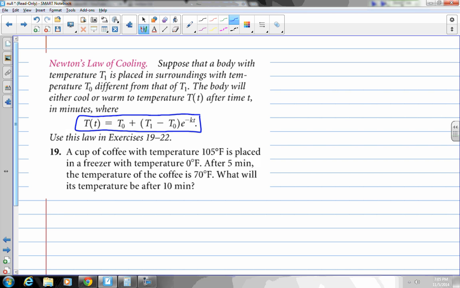Suppose that a body with a temperature T1 is put in surroundings with a temperature T0. So T0 is the temperature around, and T1 is the temperature of an item. Okay? At some point, the assumption is the temperatures will try to even out. The example tells you how you take a cup of coffee into a freezer, so eventually the temperatures will balance, right? Hopefully.